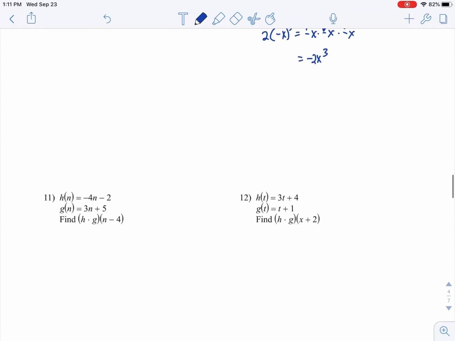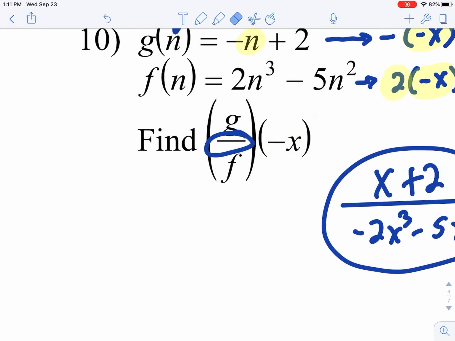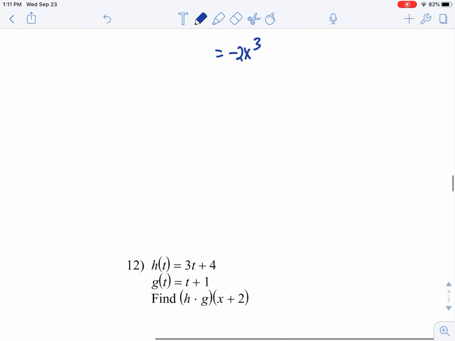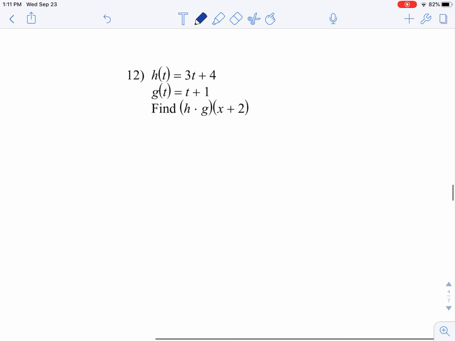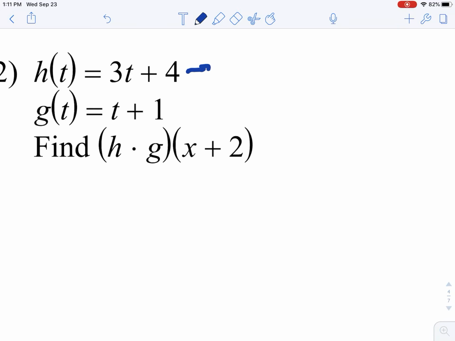Okay, so plugging in numbers, not so bad. Plugging in variable expressions, like negative x, takes a little more work. Let's look at number 12. H times g of x plus 2. So we could multiply those first, then plug in x plus 2. I'll tell you, that's going to be awful. That's going to be a lot of work. I'm going to go ahead and plug in x plus 2 first.